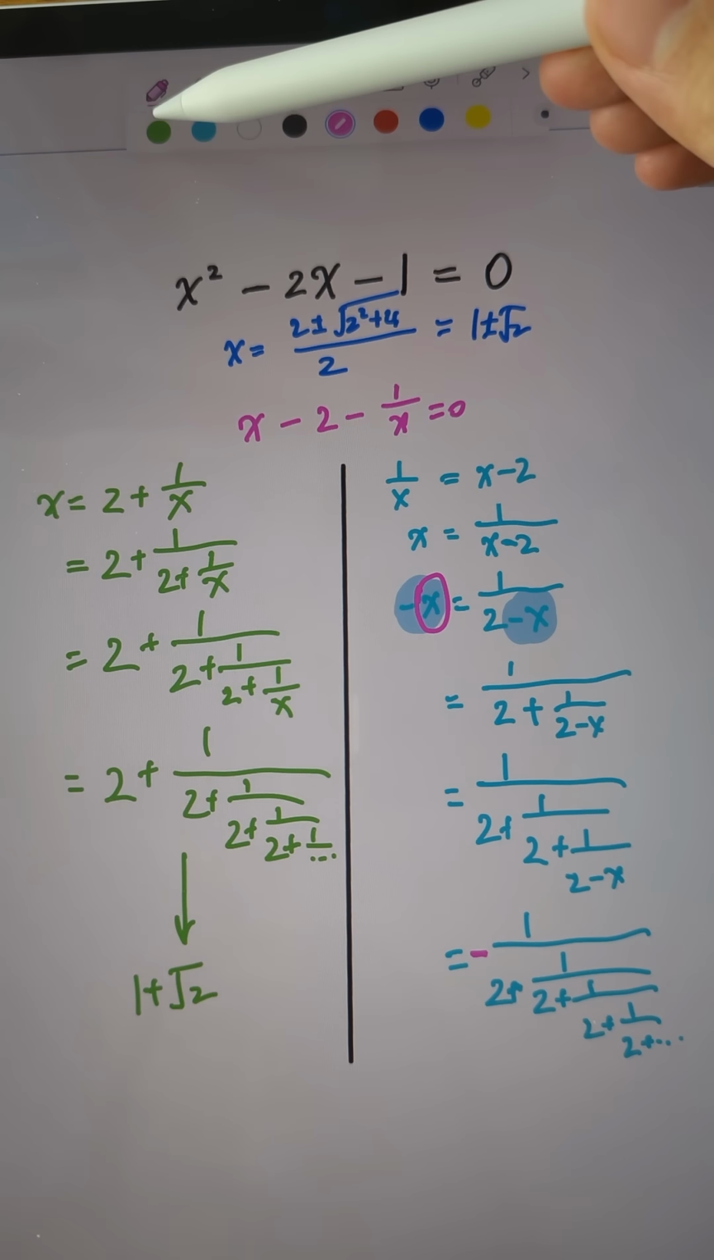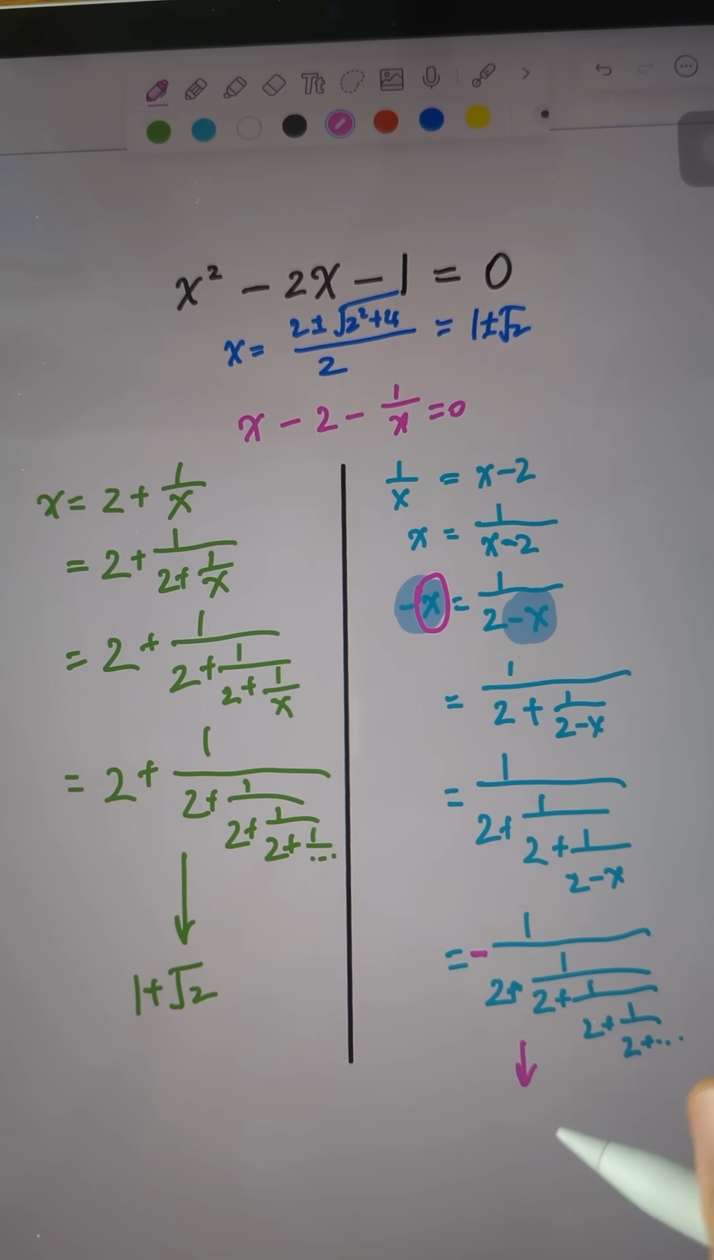And if you calculate it, you can realize that this number will converge to the negative solution, which is 1 minus square root of 2. More generally, you know what? Any number, no matter if it's a rational number or irrational number, can be expressed as continued fraction. So it's indeed a really powerful tool.